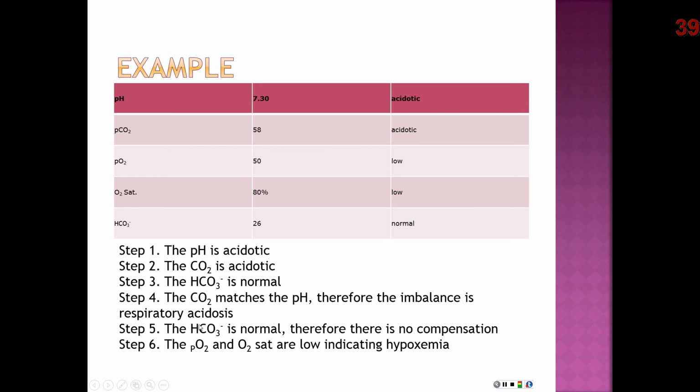All right? Again, step 6 asks you to address this oxygen level, and so they're low. And when things are low, even if only one of them is low, that's hypoxemia. Hypoxemia is low oxygen in the blood. So even if one is low and one is normal, we call it hypoxemia. If both are low, we still call it hypoxemia. So that's the arterial blood gas.